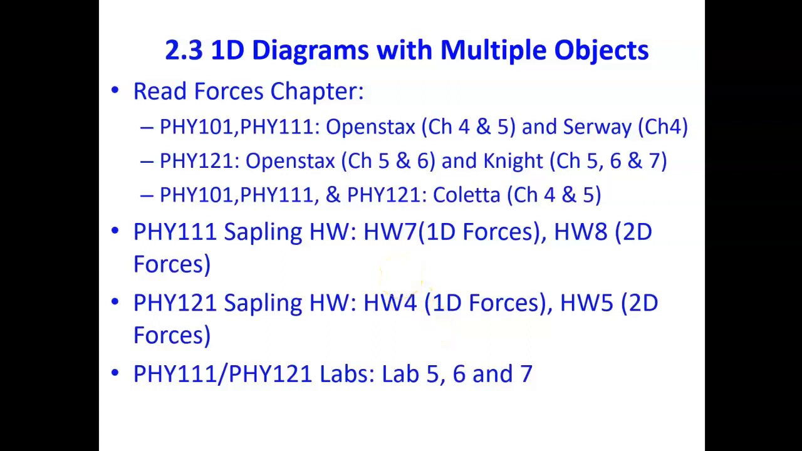We're going to be covering 1D free body diagrams with multiple objects interacting with each other. So please read Coletta chapters 4 and 5. If you're taking Physics 111, this is related to homework 7 and 8. Homework 7 is 1D forces, homework 8 is 2D forces. If you're in Physics 121, you're going to do Sapling homework 4, which is 1D forces, and homework 5, 2D forces. In the 111 and 121 lab books, this will be labs 5, 6, and 7.